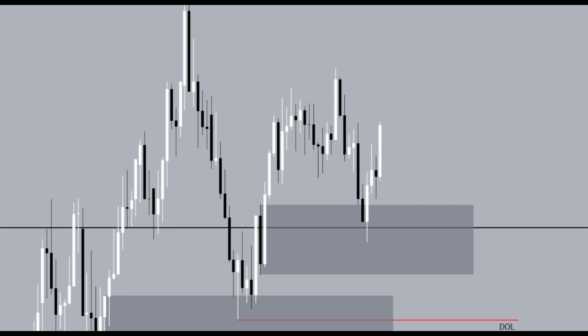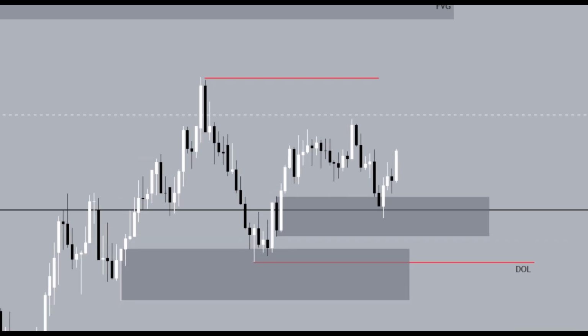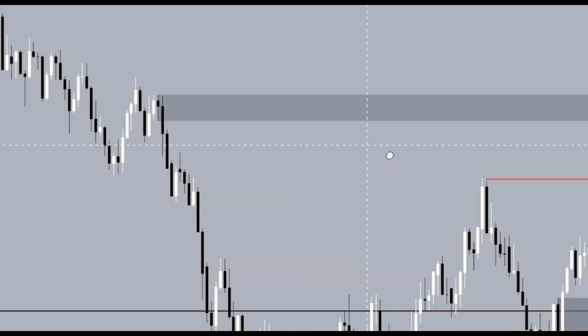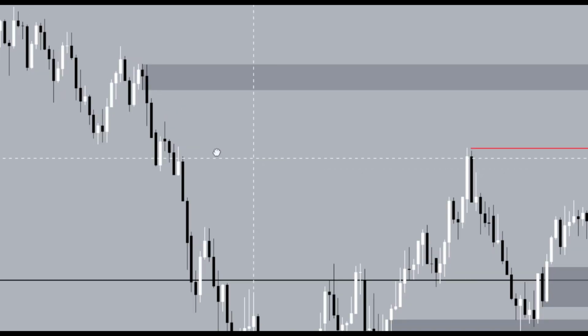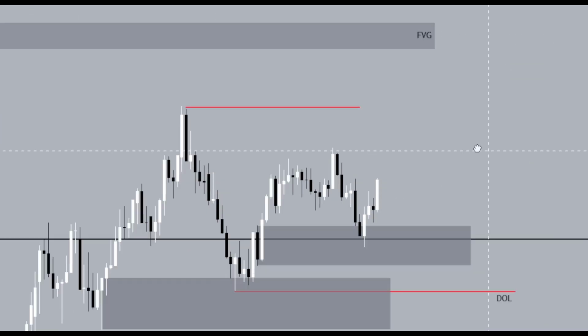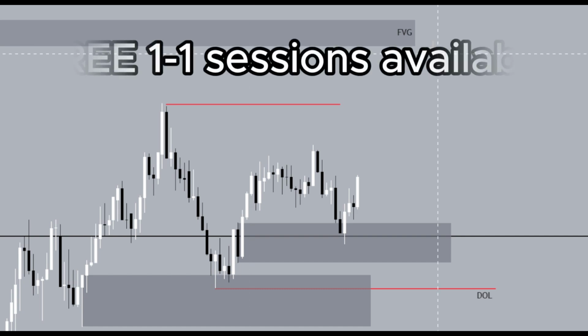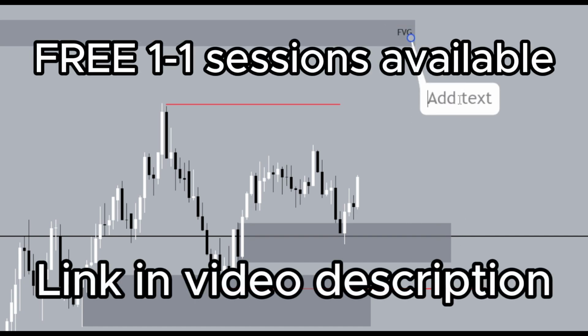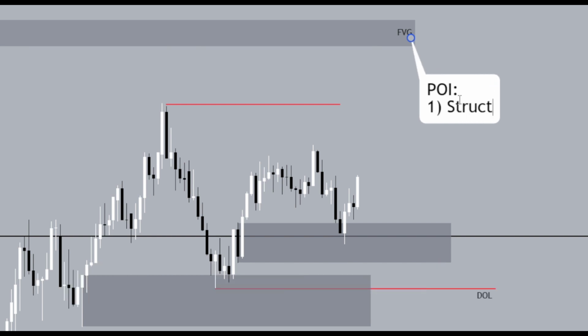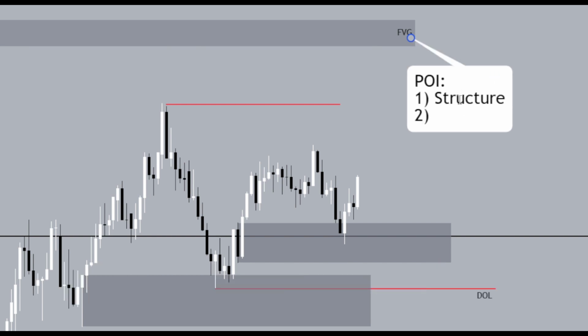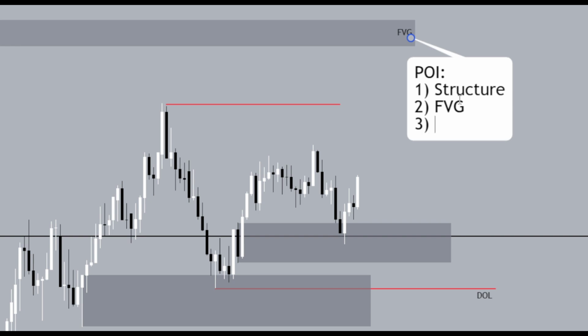So now from here, just like the euro dollar, we have a fair value gap up here. Again, we've left an inefficiency, we've broken structure, and we're priced very firmly in the premium. So this now becomes an area of interest or a point of interest, right? POI. And the simple reason it's a POI is because, yes, we've broken structure. Yes, we've left a fair value gap. And yes, we are in the premium. We're firmly in the premium. So this now gives us our 3 rules to a high probability POI in the financial markets.